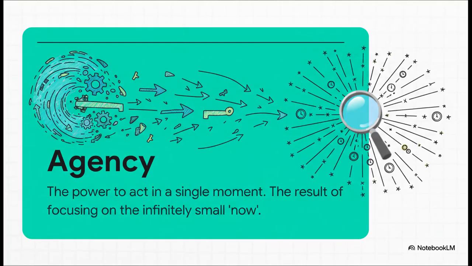In that one single point, that massive, overwhelming idea of fate totally transforms. It becomes agency. It becomes the power to act. What this formula is suggesting is that our freedom, our free will, doesn't live out on the grand timeline of our lives. No, it's concentrated entirely and powerfully in the now.